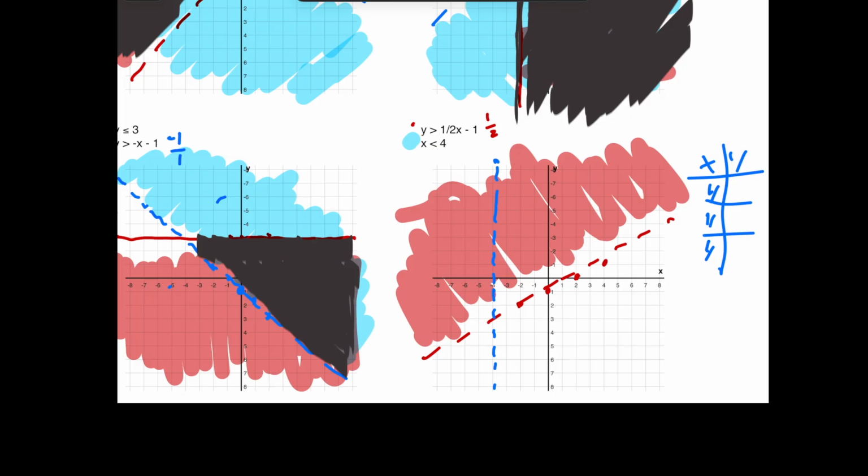Where do the x's get smaller? Sorry, I keep hitting buttons. X's get smaller over here, so I want to shade this side of the blue line. Can you see where they cross? They cross right on this slant right here, and then right on this line.